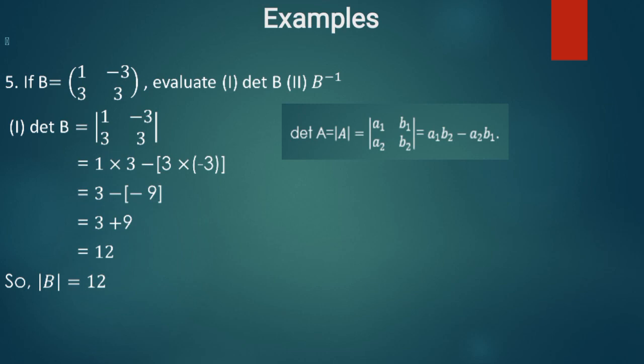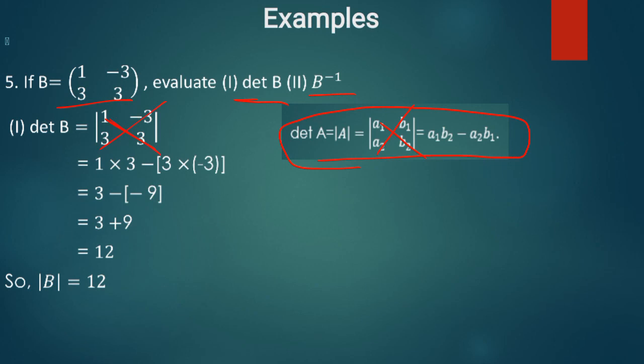The next example, example number 5, we're told to find the determinant of B and also to find B inverse. So how do we find the determinant of B? It's a 2 by 2 matrix. So for a 2 by 2 matrix, this is the formula. For a 2 by 2 matrix, you just multiply this way and subtract this way.